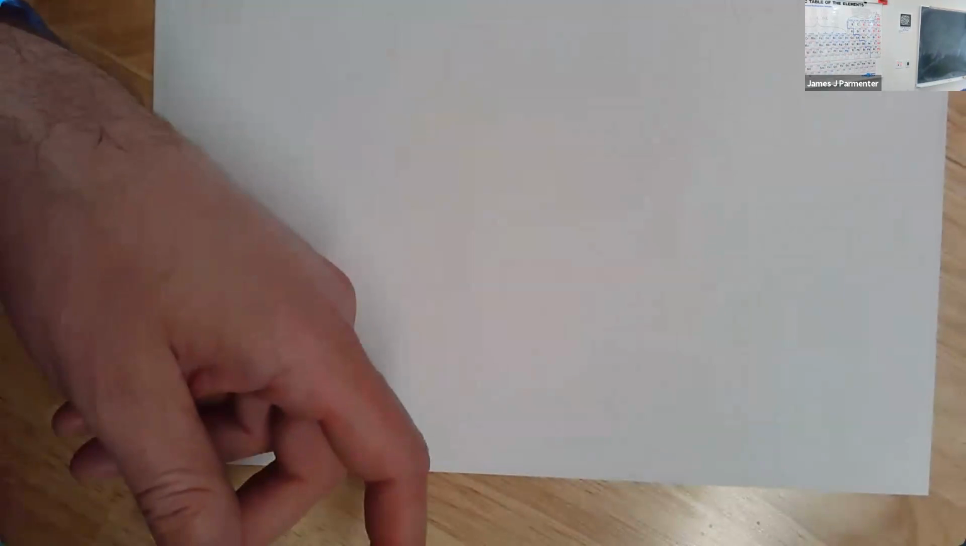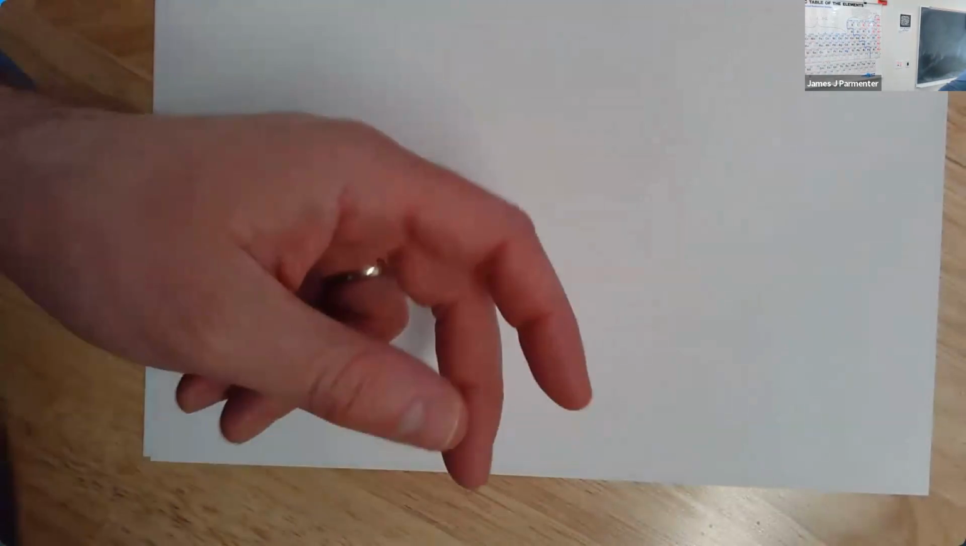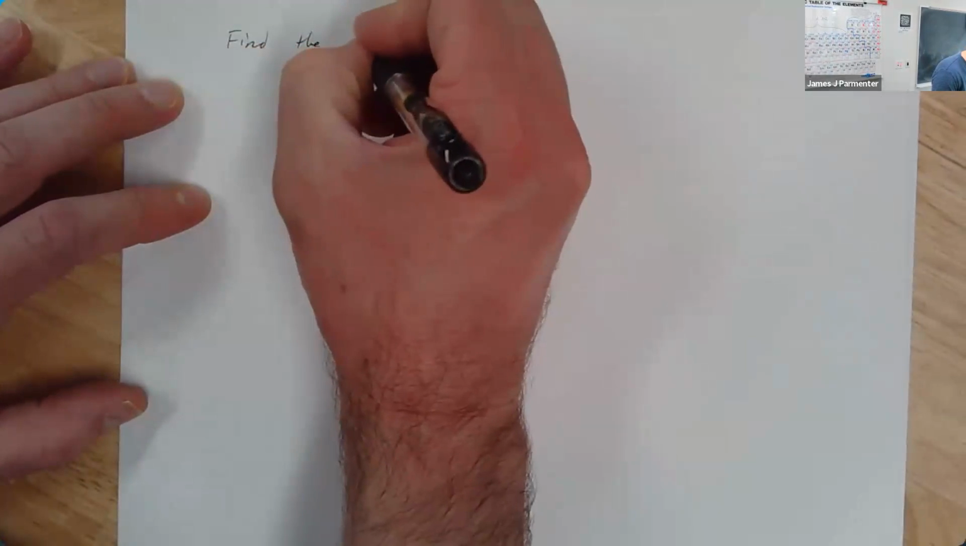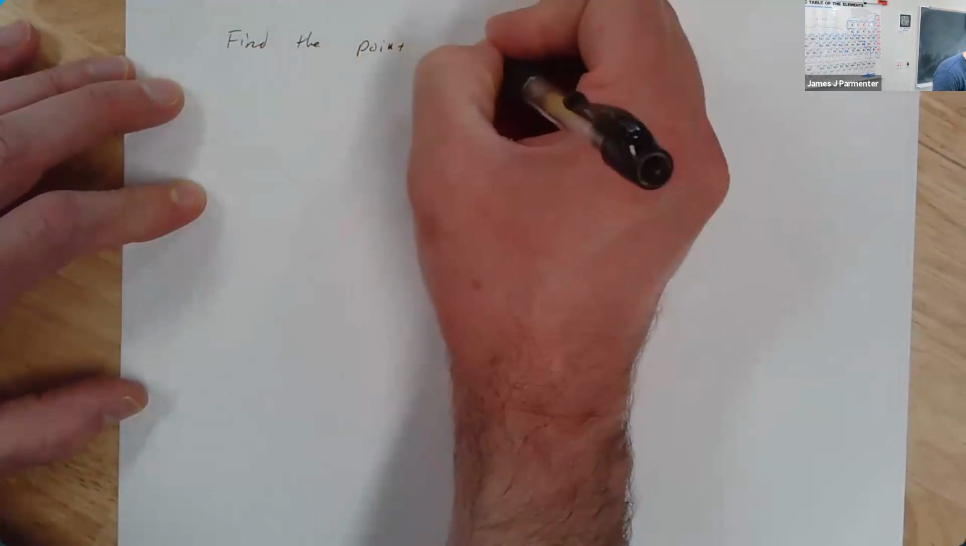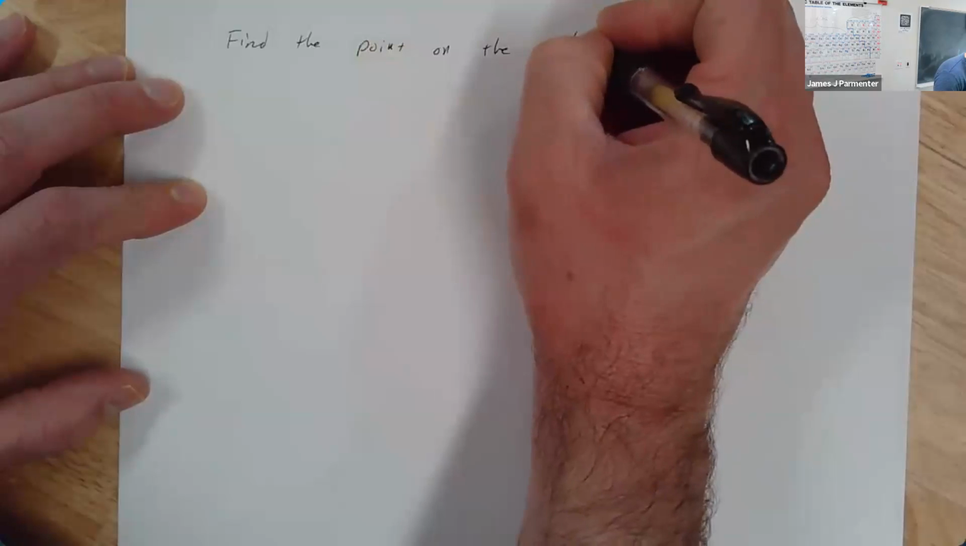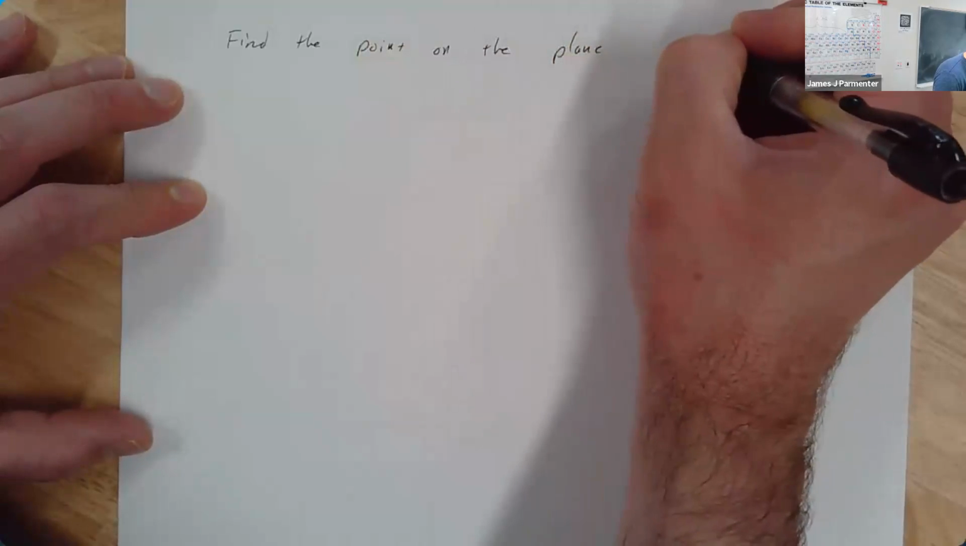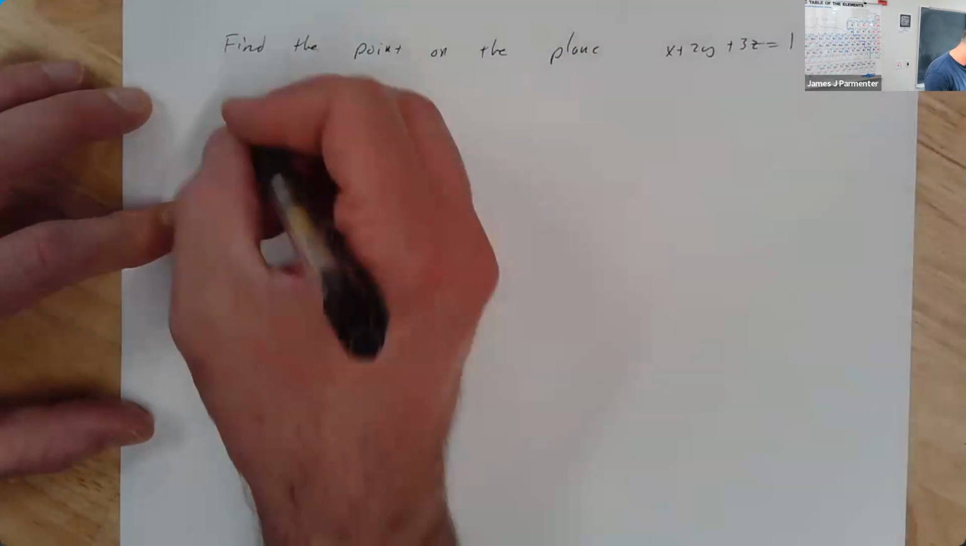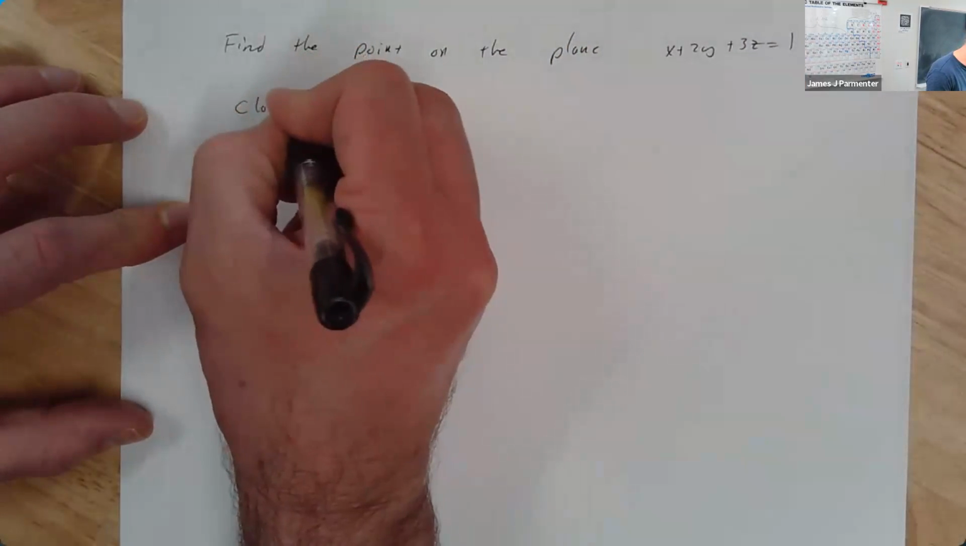So let me see here. Here's an example of an optimization problem. Find the point on the plane x plus 2y plus 3z equal to 1 closest to the origin.